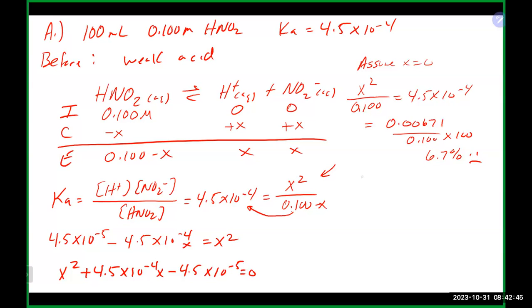This is going to go into our quadratic, which is minus b, right? Plus or minus the square root of b squared minus 4ac, divided by 2a. So that's going to get us minus 4.5 times 10 to the minus 4 plus or minus, if we do the inside of the square root, give it a try, see what I get here.